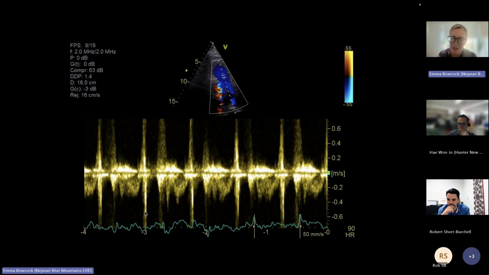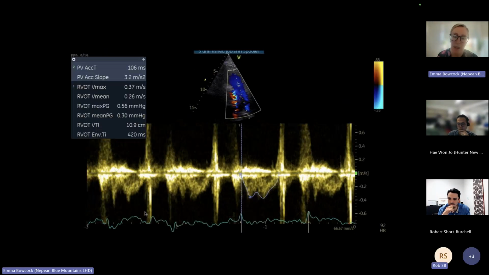But you wonder whether it's not quite catching it right and you're slightly obliquely cutting through and maybe faking a little bit of the notching, which is possible. But it all kind of fits with a precapillary pressure loaded right ventricle, probably from a PE.